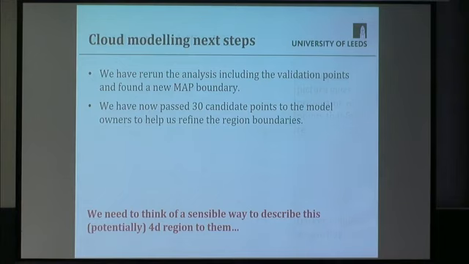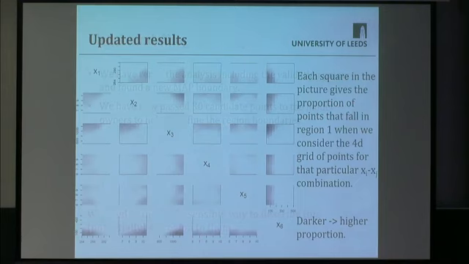Because we've got these validation points, we can rerun the analysis and try to get better at where the boundary is. So we also added an extra 30 points on top of the validation points that would help us to refine the region boundaries, and that's the difference. If you can see any difference between that and what I showed before, you're very, very perceptive, because I'm not sure there is much difference there at all.